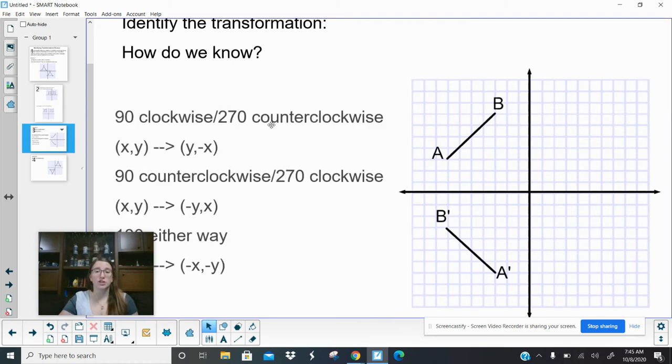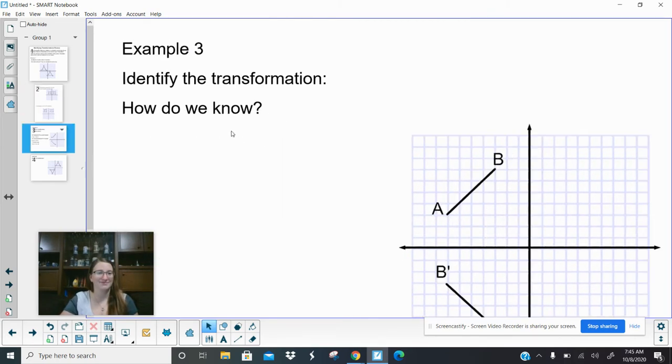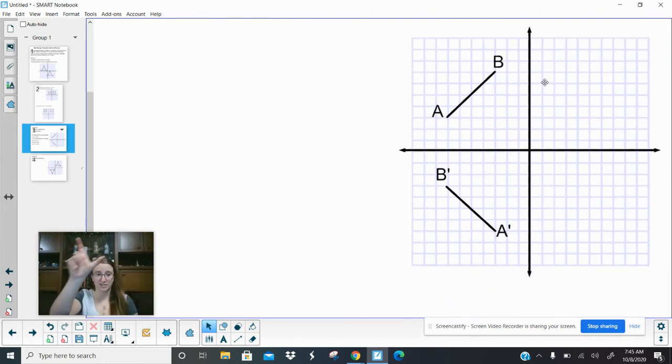Let's check for a reflection now. We just said it's not a translation, because again, it's not just slid. That's definitely not preserving the orientation of the points. Now let's look at, could it be a reflection? It looks like it might have flipped over this line, right? But we have to check the points.